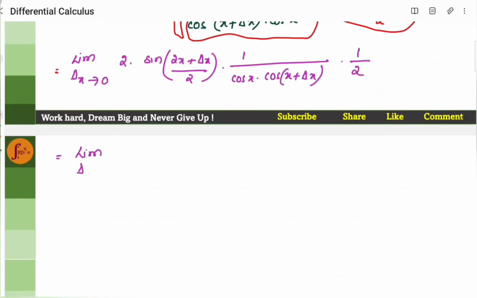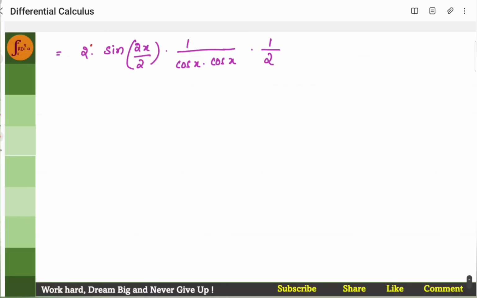If I substitute delta x as 0, it will become 2 into sine of (2x plus 0) by 2, into 1 by cos x into cos (x plus 0). So cos x itself, into half. The 2 here and 2 here will get cancelled. This 2 and 2 will get cancelled. So I'll get sine x into 1 by cos square x.